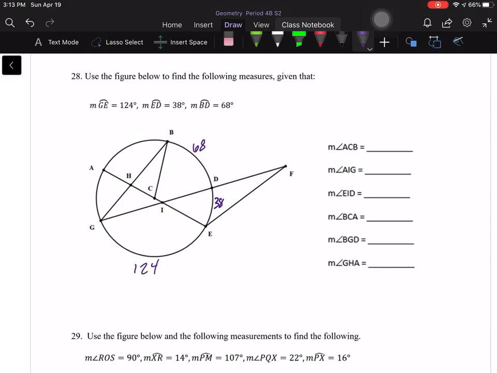Okay. So now we can go through and we can try to figure out what are some things that we don't know. So like right away, I know that GB, I can figure that out by taking 360 minus 124 minus 38 minus 68. I don't know if that's going to help me at all. So I'm just going to start with what are they asking me to find. So the first one says the measure of angle ACB. So ACB. So that's this angle here.